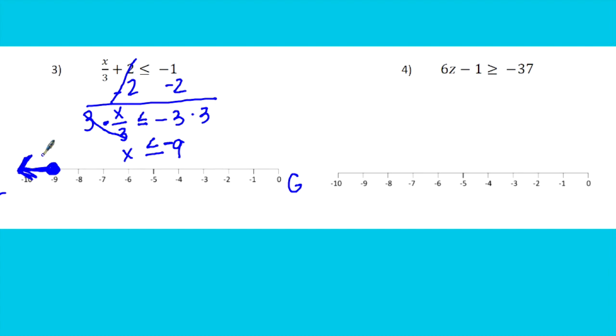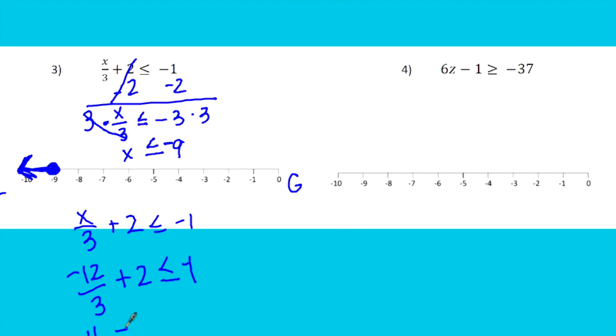And let's go ahead and test to make sure we did this correctly. So a number that would be to the left of negative 9 could have been, let's say, negative 12. And we'll use that as our test example. So if I put negative 12 divided by 3 plus 2 should be less than or equal to negative 1 here. Negative 12 divided by 3 gets us negative 4 plus 2. Negative 4 plus 2 gets us negative 2. And that is less than or equal to negative 1. It's less than negative 1, so that is true. So we solved and graphed that correctly.